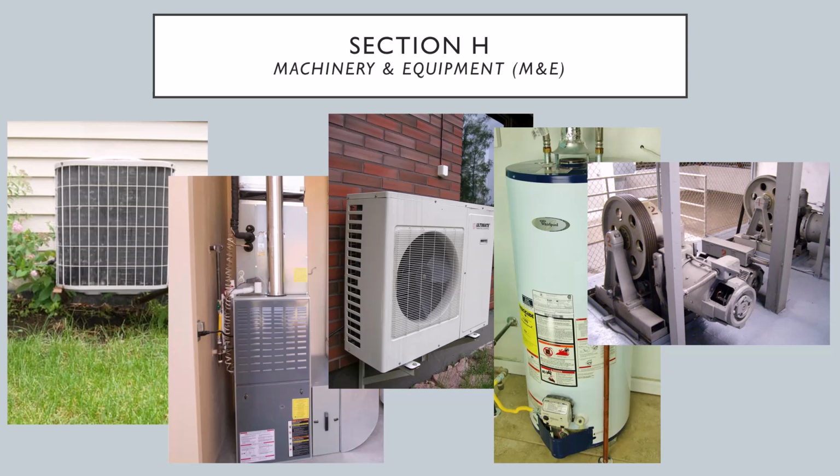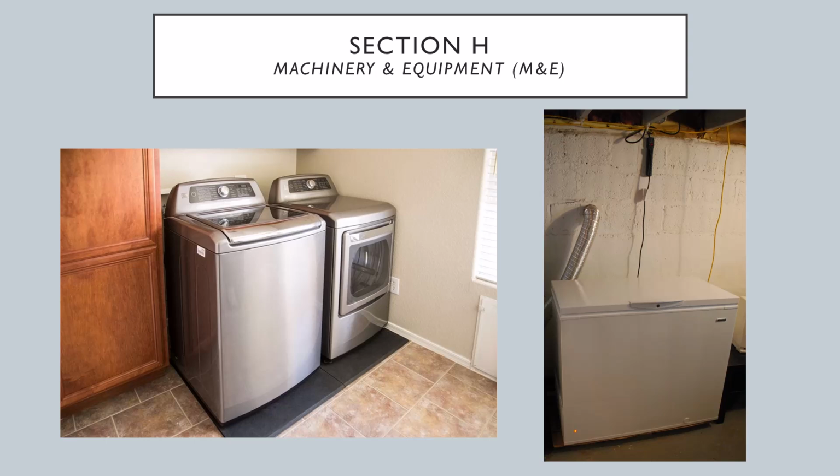For building coverage, the M&E to pay attention to is the central air conditioner, furnace, heat pump, water heater, and elevator. For contents-only insurance coverage, just the washers and dryers and food freezers need to be elevated to the height indicated by the H2 arrow. If you want coverage for both the building and contents, you'll need all 7 of those items at the height indicated by the H2 arrow in the diagrams.